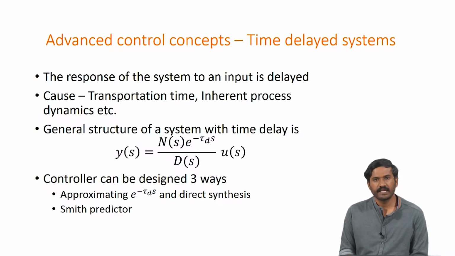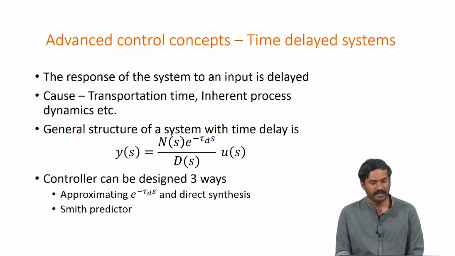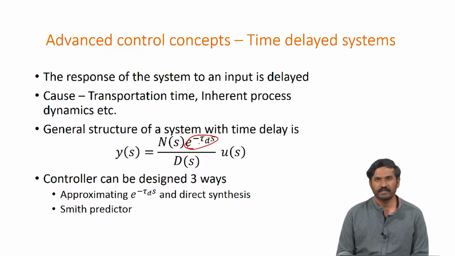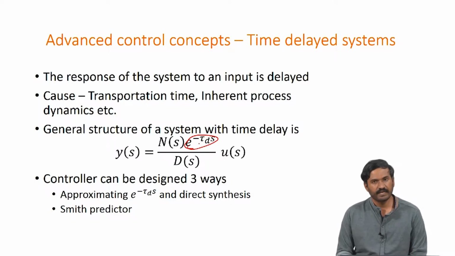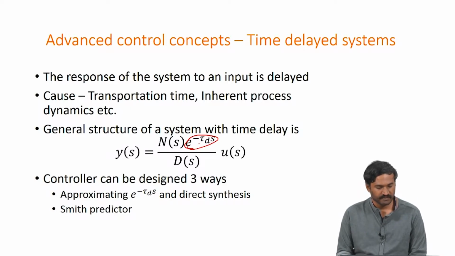The main cause of delay in the system is transportation delay, and there might be inherent process delays, like when we have huge distillation columns, the effect of any change in the feed will take a long time to reflect in the product. So, such inherent process dynamics also lead to delayed processes.